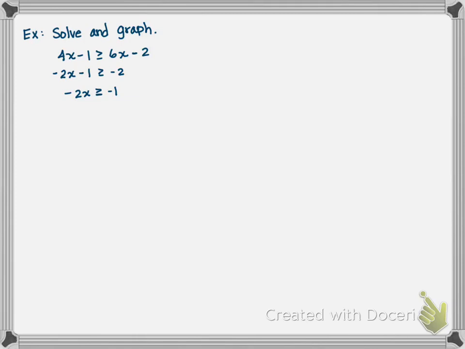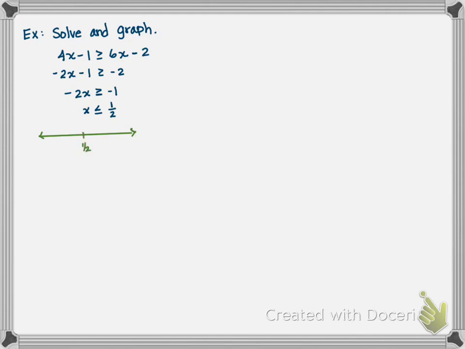And then I'm going to divide both sides by negative 2. Since I'm dividing by a negative, that's going to switch the direction of my inequality symbol. So I get x is less than or equal to positive 1/2. I'm going to write my solution in interval notation, and I'm also going to graph it. Since we're graphing anyway, we might as well graph first because it helps with the interval notation.